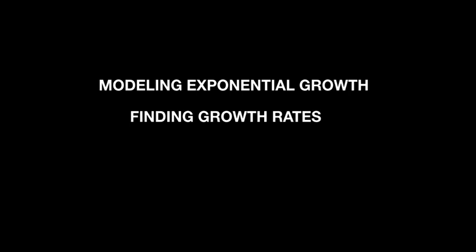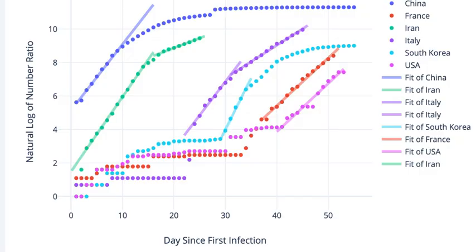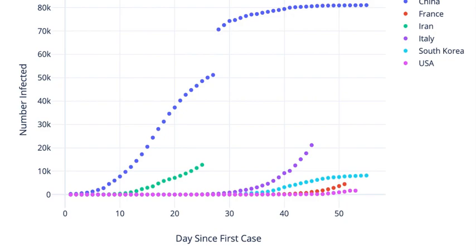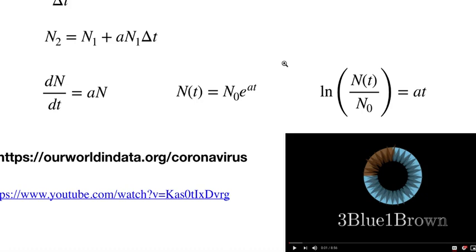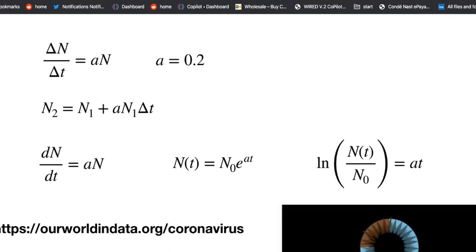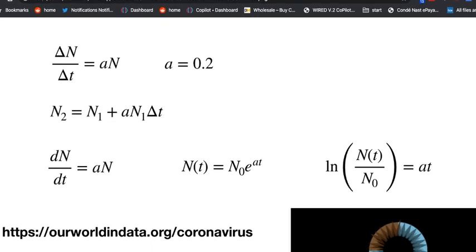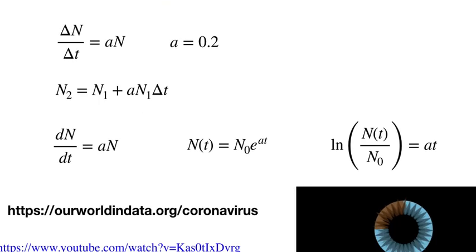Okay, let's see. So I've made a picture. Let's see. No, that's not the one. That's it. No, that's not it. It's this one. No, this one. There we go. Okay, so this is how we model exponential growth.